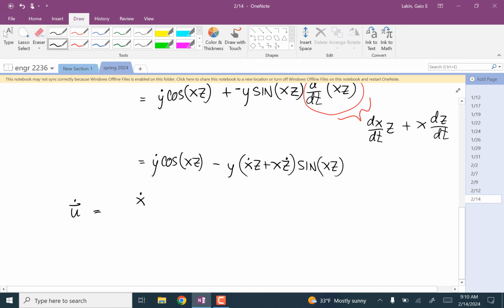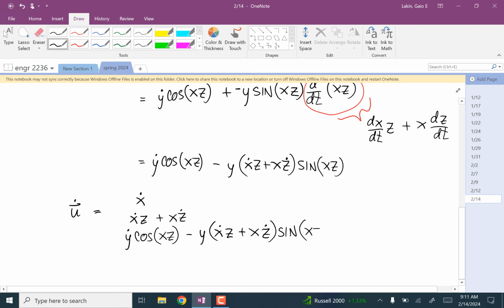So you got x dot for the x component, x dot z plus x z dot for the y component, and then that ugly thing, y dot cosine of xz minus y times the quantity x dot z plus xz dot times sine of xz for the z component. Okay. Anybody else want to see any other problems? Yeah. Do number 3. Sure.